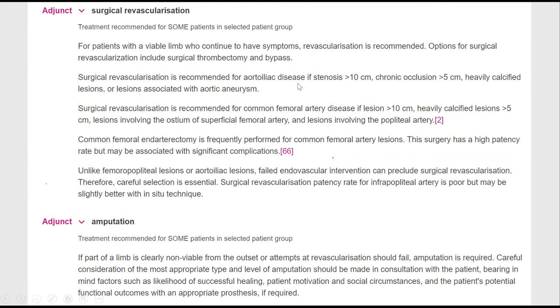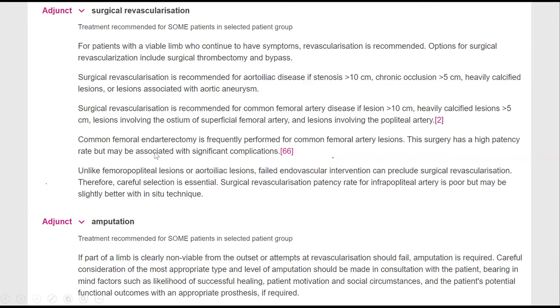If we have aortoiliac disease, stenosis of more than 10 centimeters, or a chronic occlusion of more than 5 centimeters, or heavily calcific lesions, or lesions associated with aortic aneurysm, surgical revascularization is recommended. These are the aortoiliac disease indications. For the common femoral artery, if the lesion is more than 10 centimeters, or heavily calcified lesions more than 5 centimeters, or lesions involving the ostium of the superficial femoral artery, and lesions in the popliteal artery, still surgical revascularization is recommended.